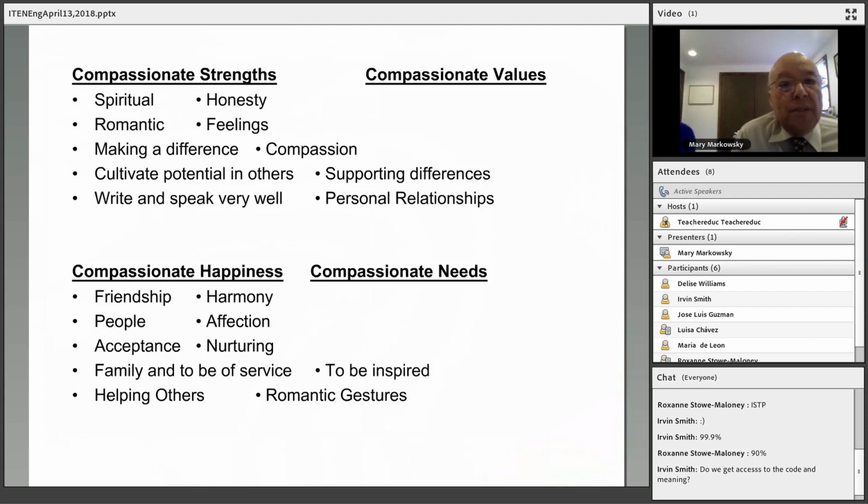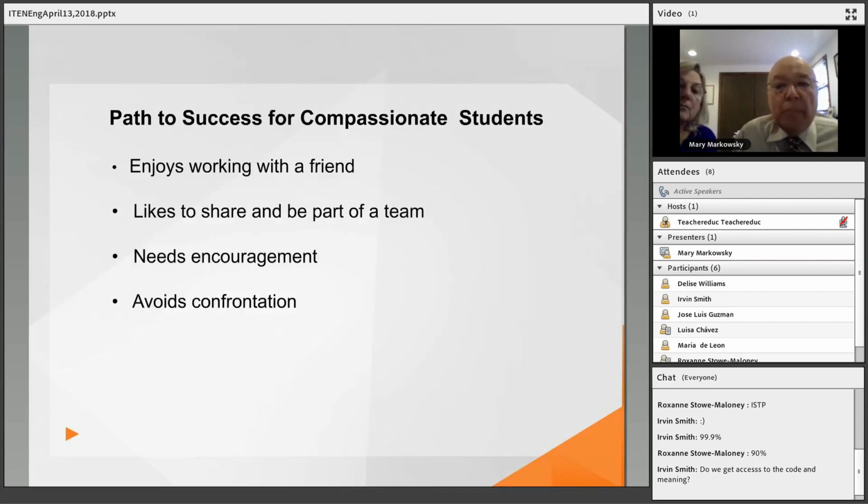Our compassionate students, what are their strengths? They're spiritual, they're romantic, they like making a difference, they cultivate the potential in others, and they write and speak very well. What do they value? Honesty, feelings, compassion, supporting differences, personal relationships. What makes them happy? Friendship, people, acceptance, family, and to be of service and helping others. What do they need? Harmony, affection, nurturing, to be inspired, and romantic gestures. They're love people. They call them the lovebirds.